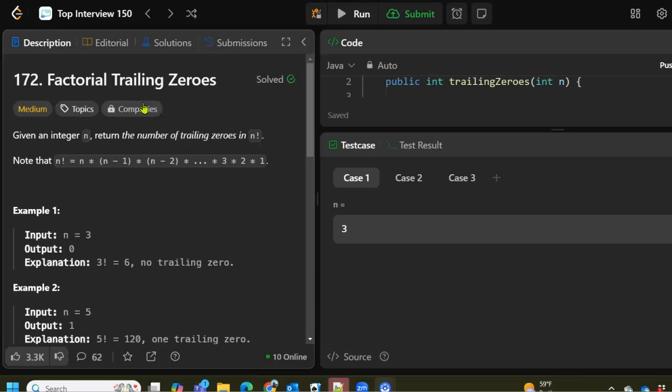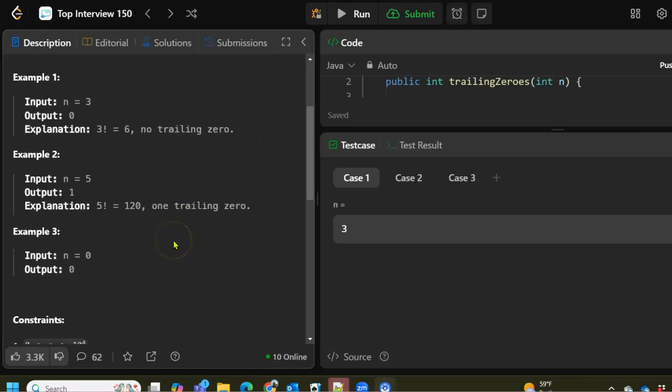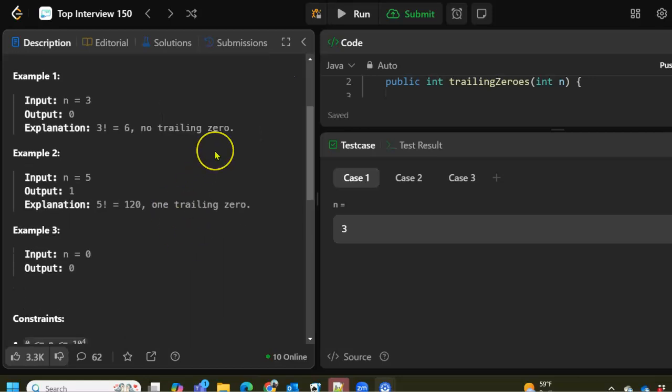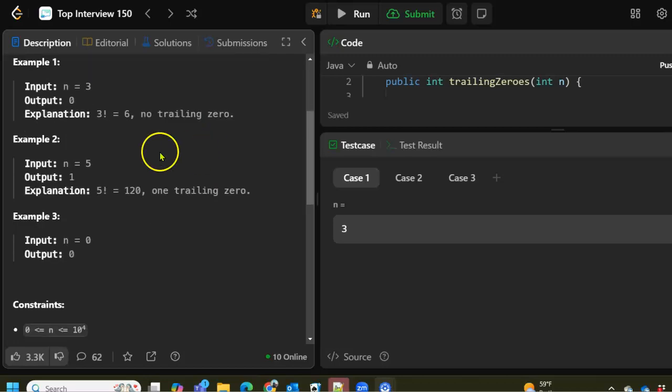Here's the problem. It's called factorial trailing zeros. Given an integer n, return the number of trailing zeros in n factorial. This is rated as a medium level challenge. It's probably on the low end of medium, but there are some examples here, too simple to really spend much time with. If n is 5, for example, 5 factorial is 120, and there's one trailing zero.